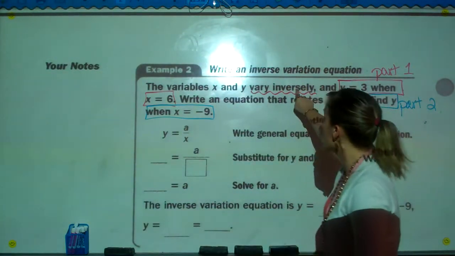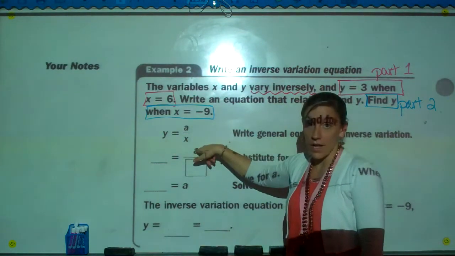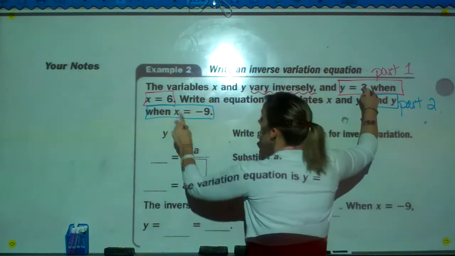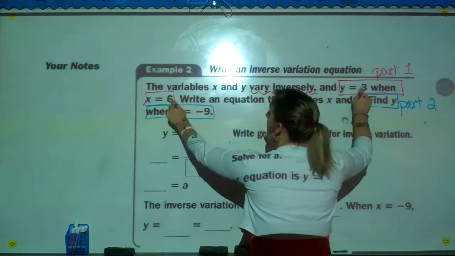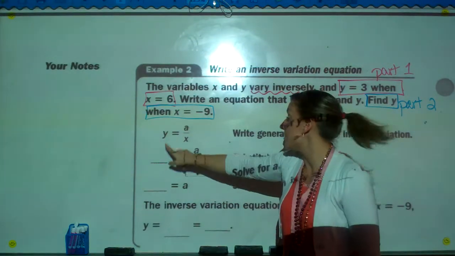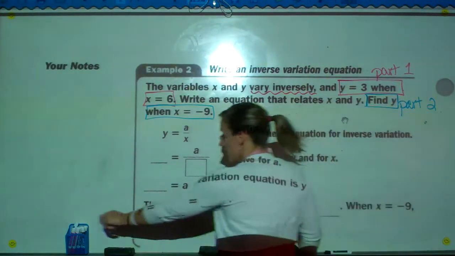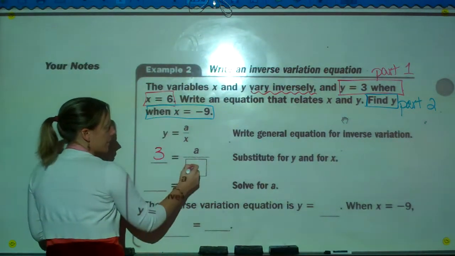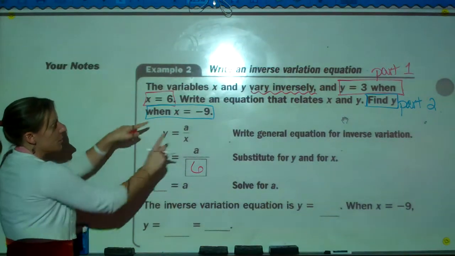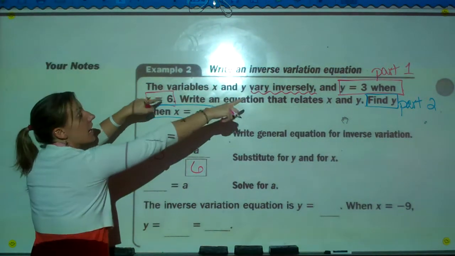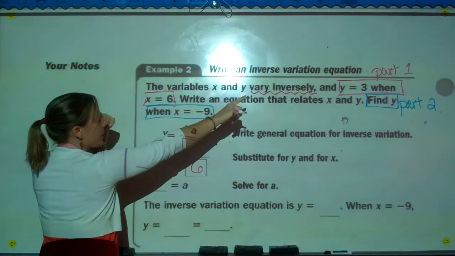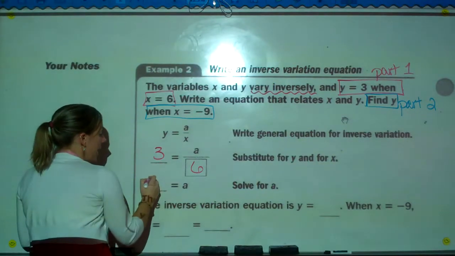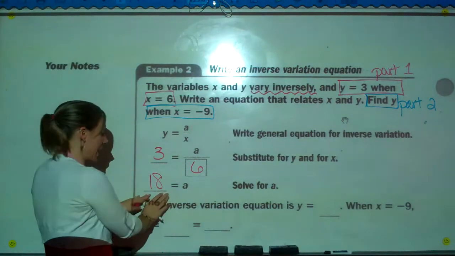We know the equation, so that's y equals a over x, because that's inverse. Then we also know y is 3 and x is 6, so we use those two numbers in the equation. We take out y and put in 3. We take out x and put in 6. So we take out those two variables and use that first pair of numbers in the equation. Then we just solve it, and we get that our constant is 18.